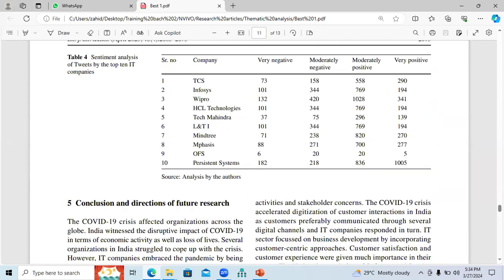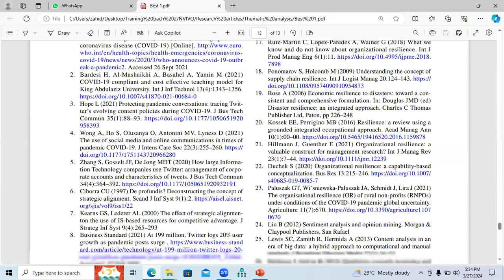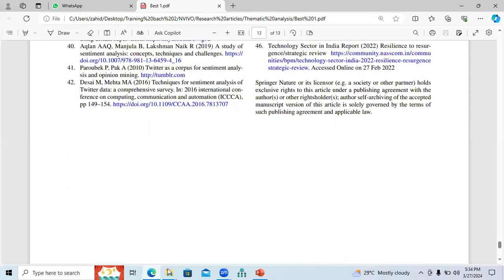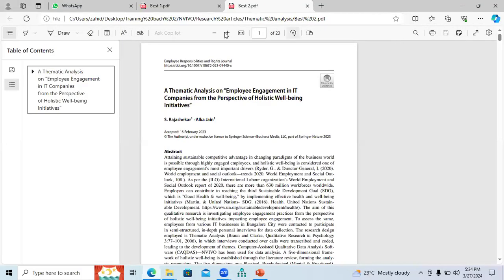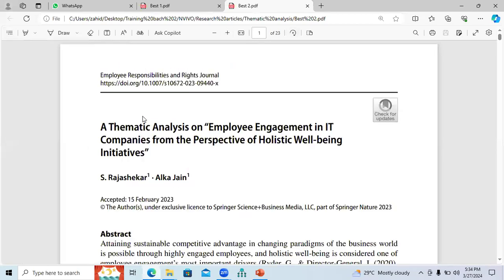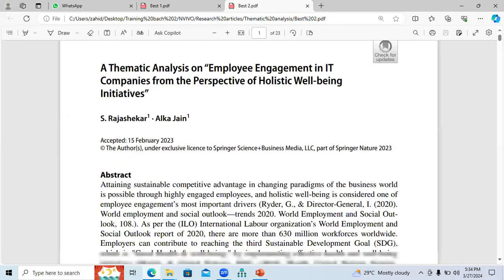You can also do this with thematic analysis. I will share these articles with you so that you can understand how thematic analysis works. The next one is paper 2 on thematic analysis. The title of this study is a thematic analysis on employee engagement in IT companies from the perspective of holistic well-being initiative. They have considered employee engagement in IT companies from the perspective of holistic well-being initiative.